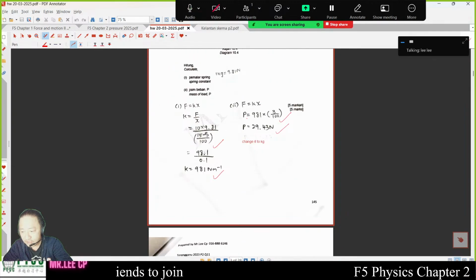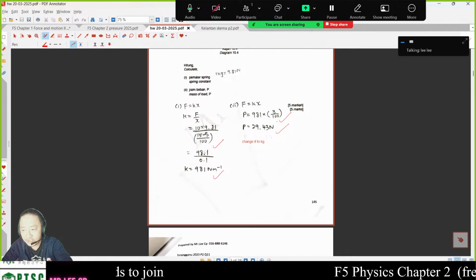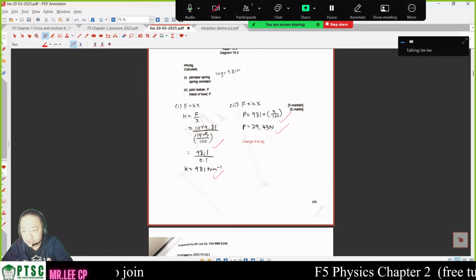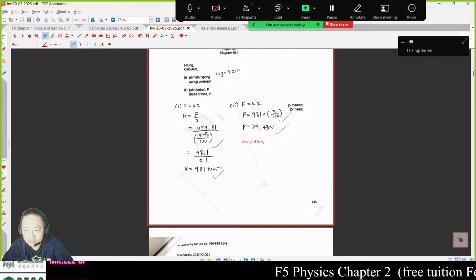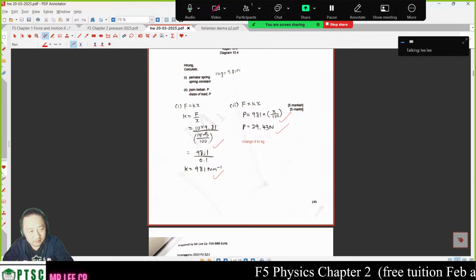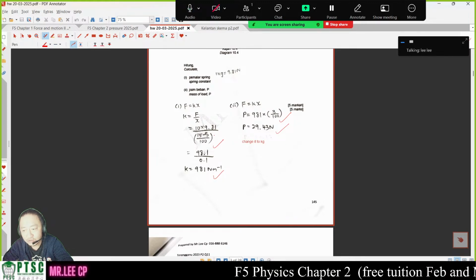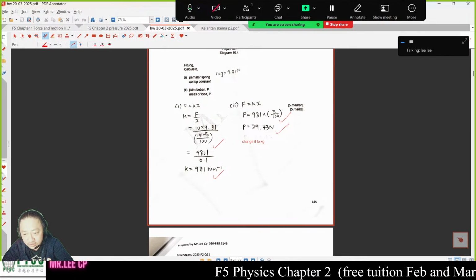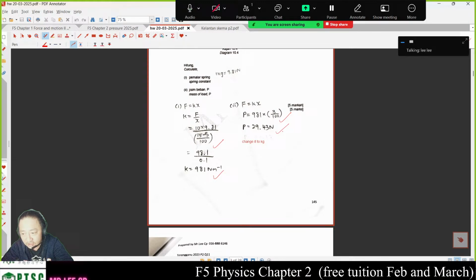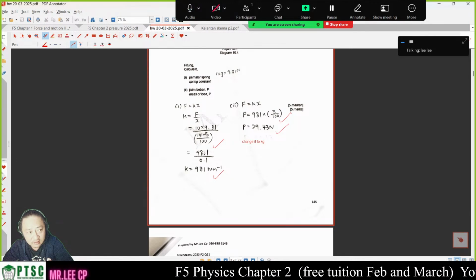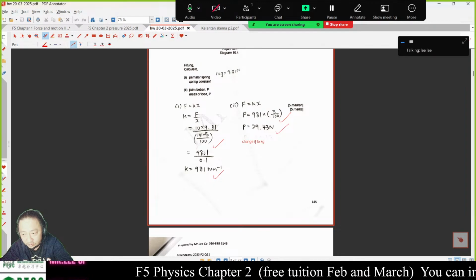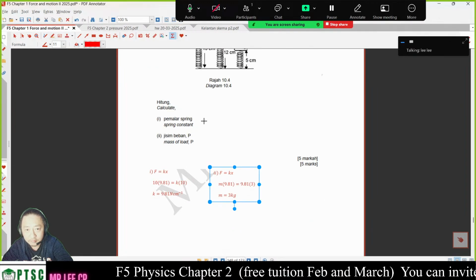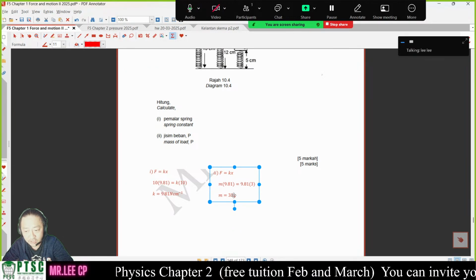Now here you calculate the P. P is this one, right? So 29.43 Newton. But they want mass. Mass must be in kg. So you need to change it to kg. So you see, 1 tick, 2 tick, 3 tick, 4 tick. 4 tick means 4 marks. So this one is 5 marks. 1 tick represents 1 mark. So you are short of 1 mark. You didn't change it back to kg. So I changed it to kg.